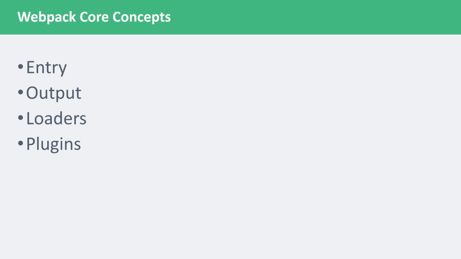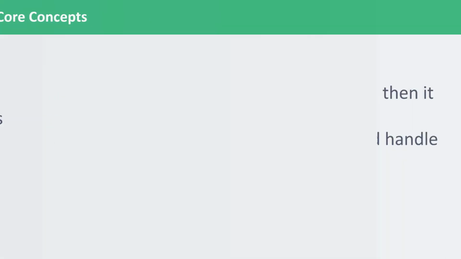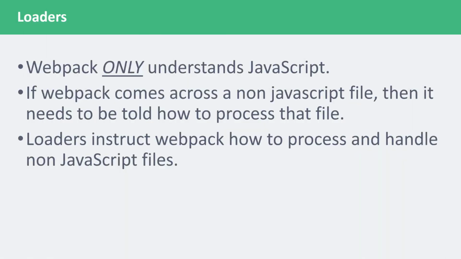We can tell Webpack where to place the bundled files by setting the output. By default, it'll put the file in a directory called dist. We're free to change this location to wherever we like. Loaders and plugins are concepts we haven't gone over yet.